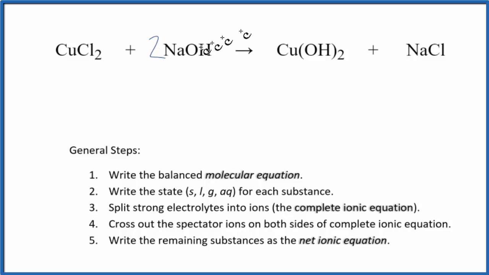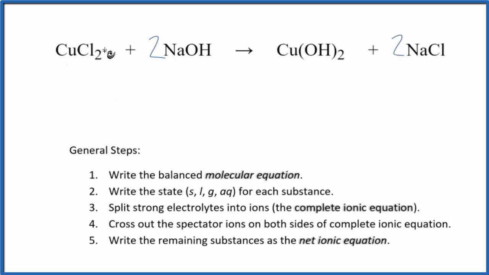That gives me two sodiums with only one here. I'll put a 2 here, balances the sodiums, and now I have two chlorine atoms, 2 here, one copper, one copper. So we've balanced the molecular equation. Now we need to write the states for each substance.